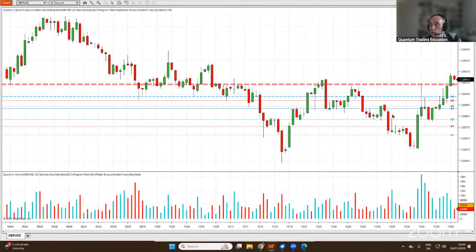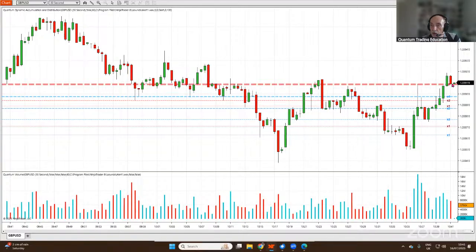That is also denoted by these little numerical values here. So this level was tested once. This level, which is a little bit thicker, was tested 3 times. This level, which is a little thicker still, was tested 4 times. And this red level here was tested 7 times. You can see the strength of it here.